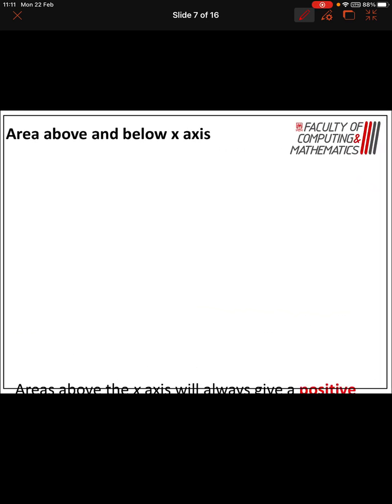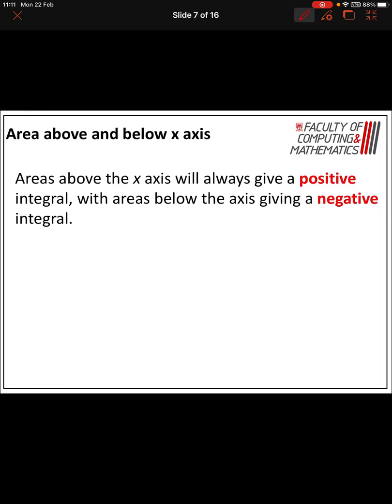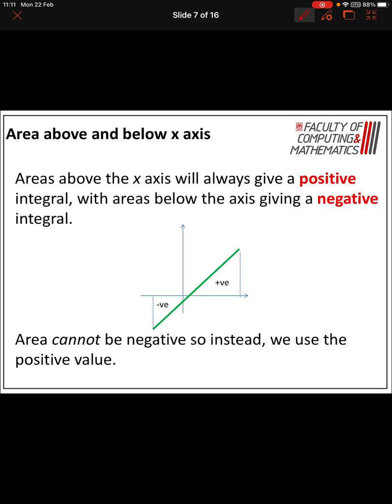Okay, area above and below the x-axis. Areas above the x-axis will give you a positive integral. Areas below the x-axis will give you a negative integral. So what I'm saying is that the answer you get out for areas above the x-axis will be positive. If it's below the x-axis, the number you get out will be negative. Obviously, you can't have a negative area, so we just use the positive of that negative. It might look like this. There's your positive area, there's your negative area. And again, as I said, it can't be negative, so we use the positive value.